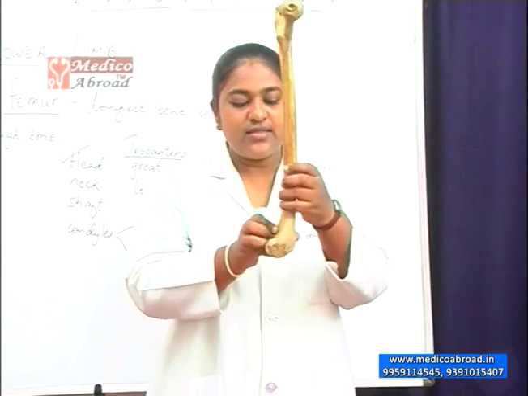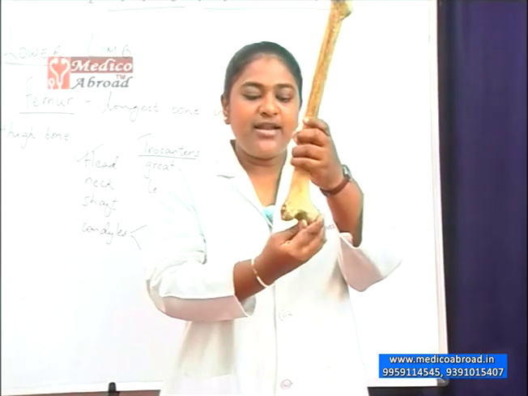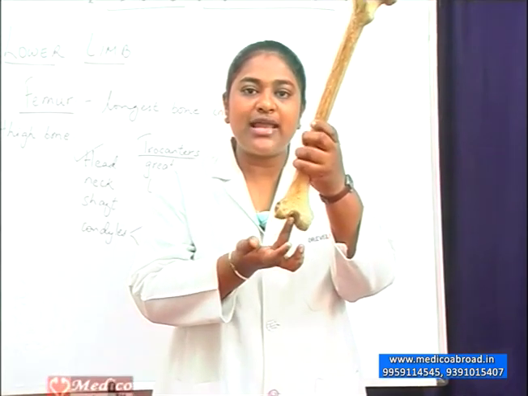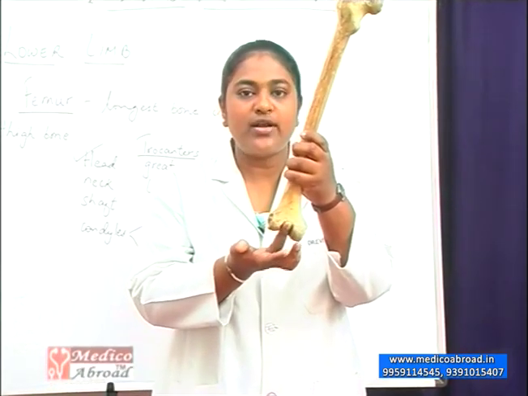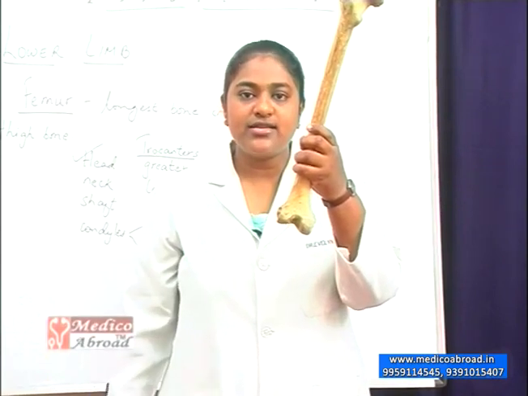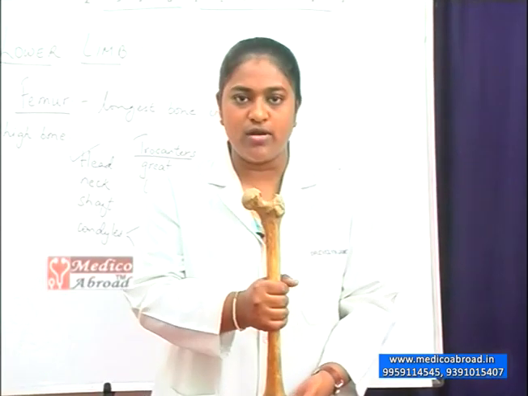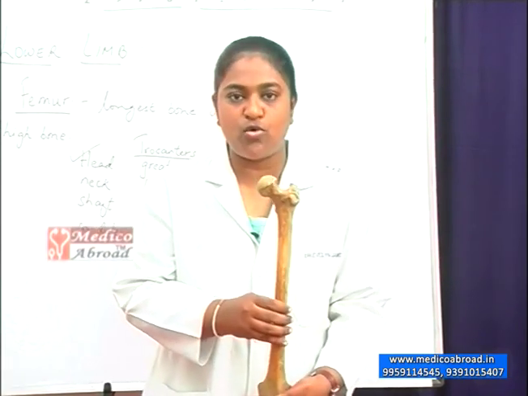Posterior surface, this is your medial condyle, your lateral condyle. This is called the intercondylar space, between the two condyles. So this is all about the femur or the thigh bone. Please remember, it's the longest bone in the body.